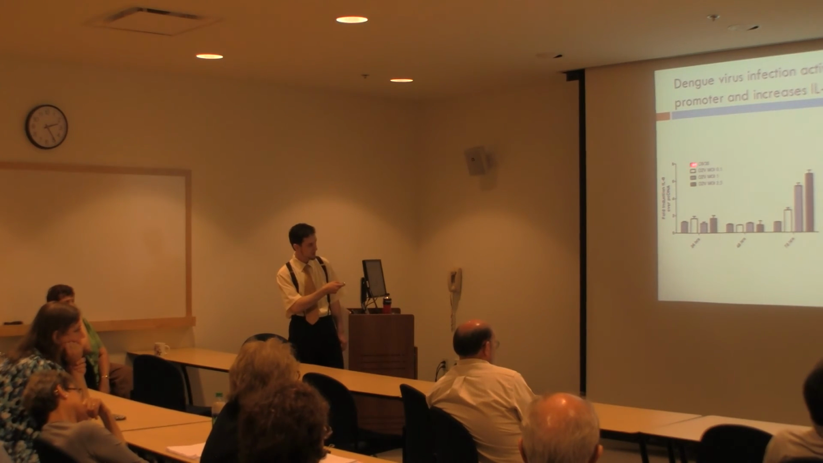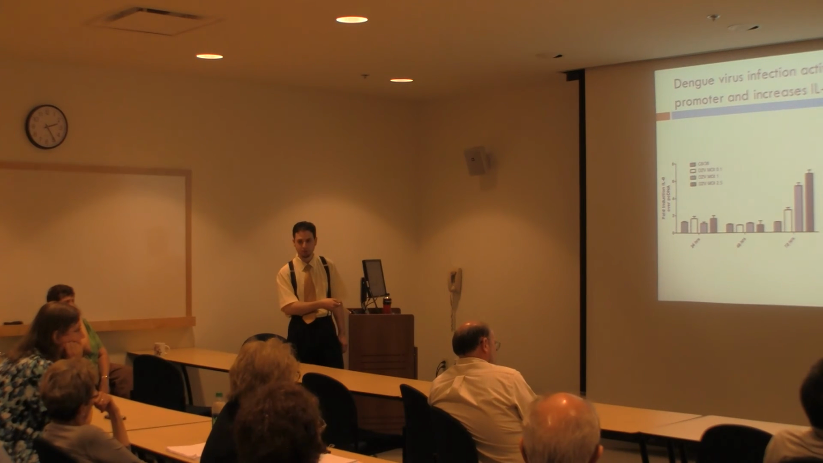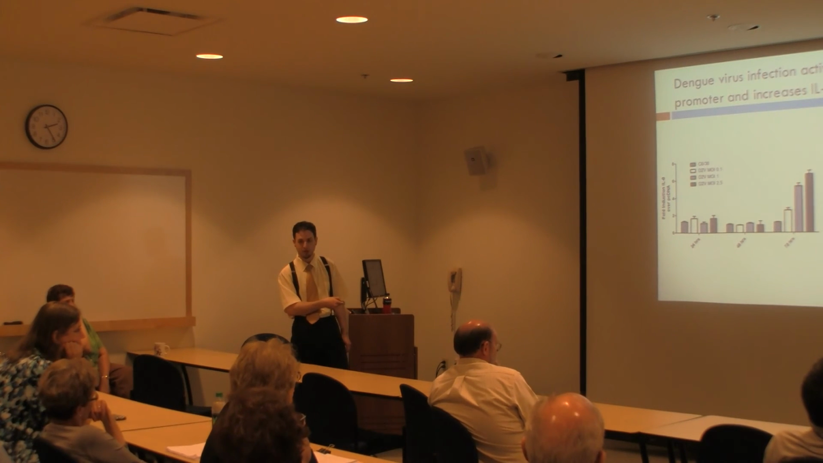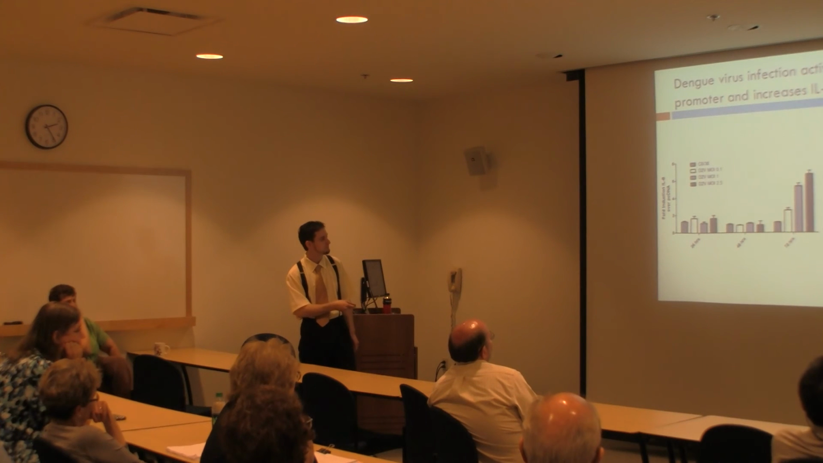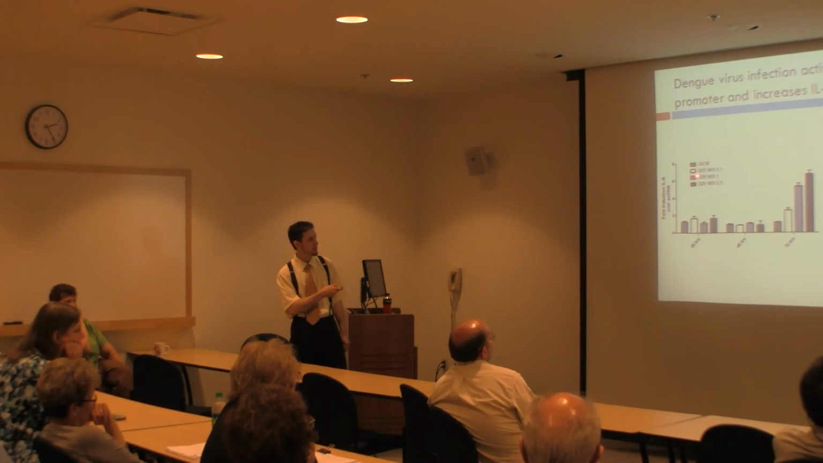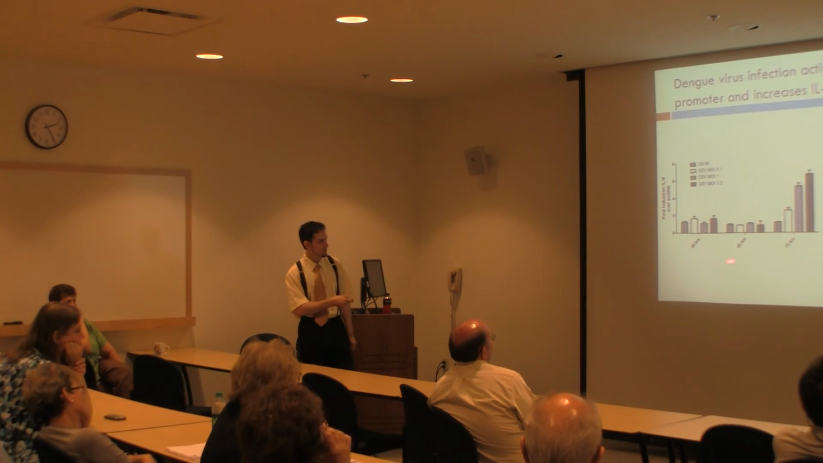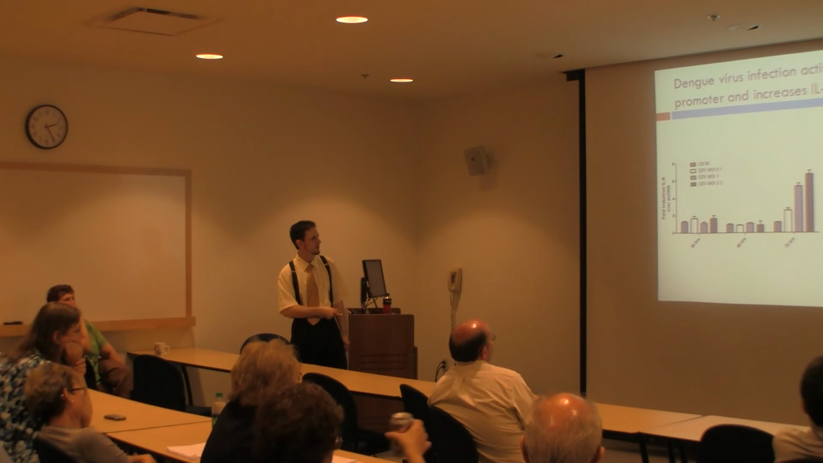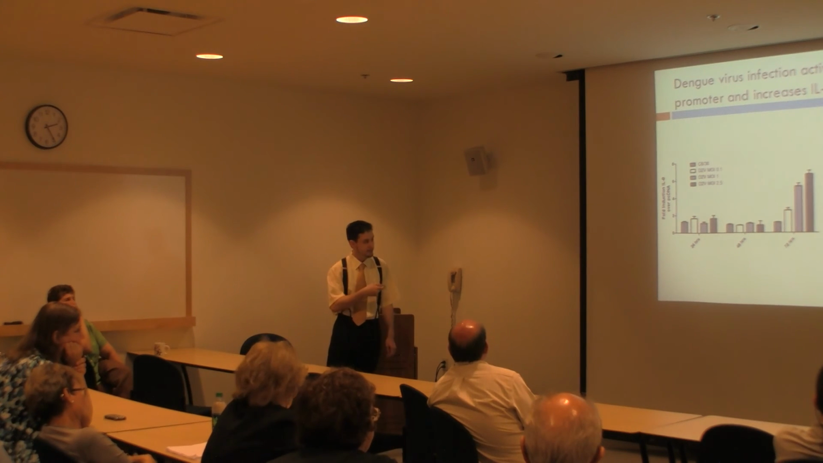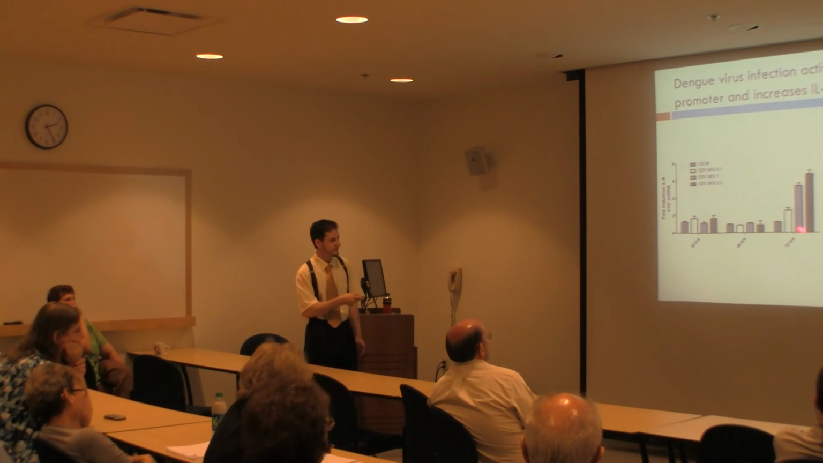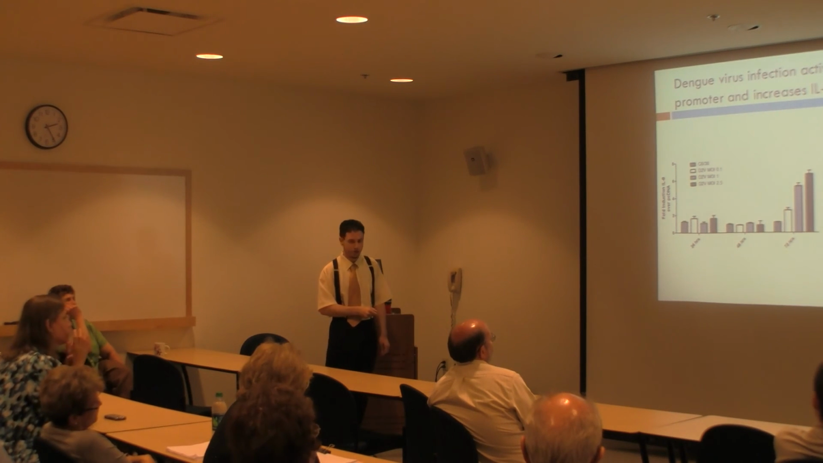In addition, we use C6/36 mosquito cell supernatant as a negative control for the virus infection itself. And we use dengue virus at increasing MOIs, 0.1, 1, and 2.5. And we measured at 24 and 48 and 72 hours. And we didn't see activation of the IL-8 promoter until 72 hours post-infection.